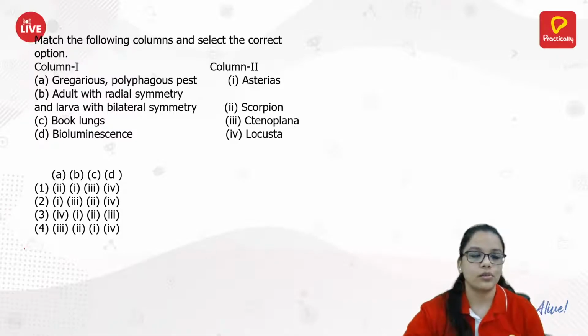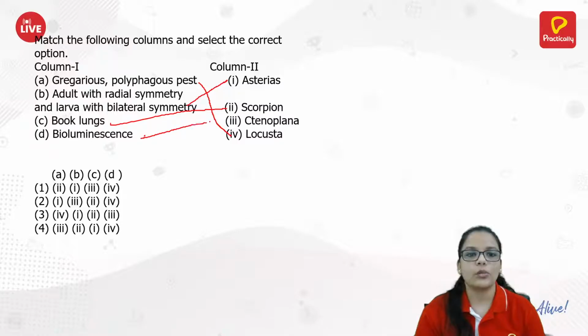Another one. Too many things. Gregarious and polyphagous pest, this is Locusta. Adult with radial symmetry and larva with bilateral symmetry, this can be Asterias. Book lungs, definitely scorpion. Ctenoplana, definitely bioluminescence. A4, this one. B2, B1, C2 and B3.